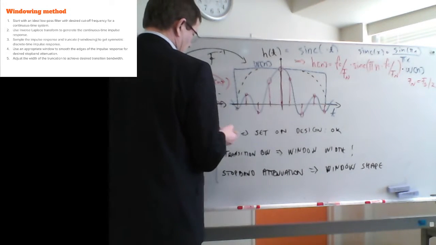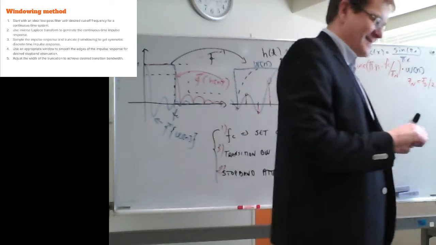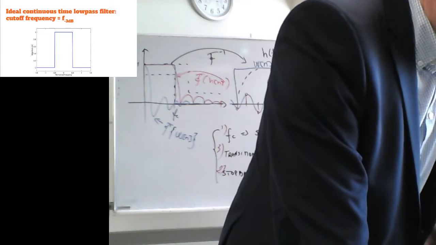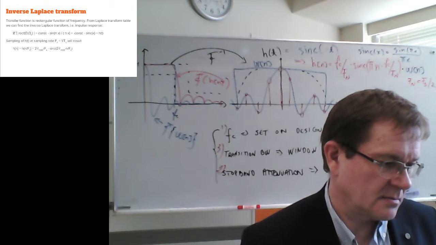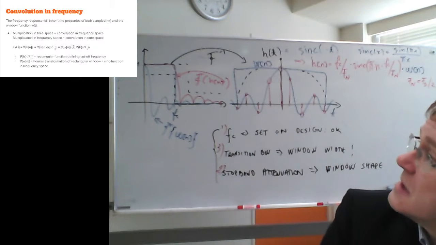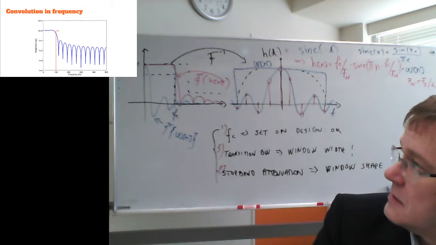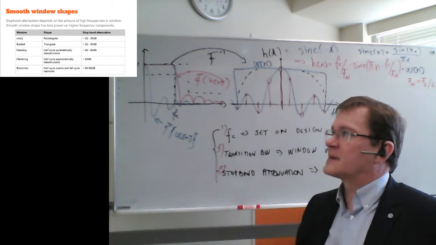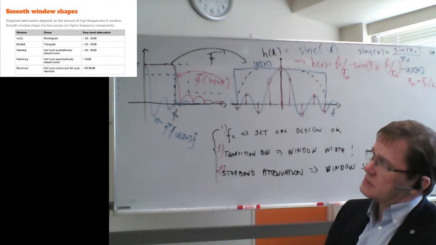All right. And the design order is 1, 2, 3. All right. So I think I have the same thing here. Yes, I have the same thing here. Just some pictures, convolution in frequency, and then when you have that one, and then basically, well, in logarithmic scale. And then there is a table of different window shapes and how much stop band attenuation you get.